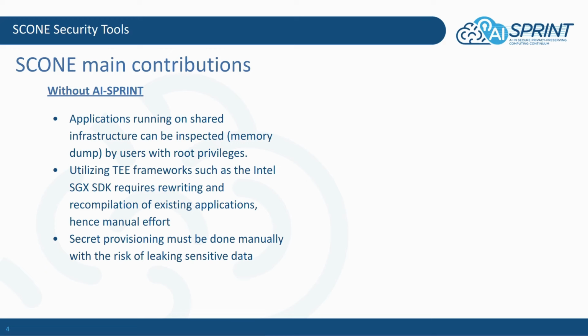Without AI Sprint, we usually have applications that run on shared infrastructure where a malicious user with root privileges could, for instance, inspect the memory, perform a memory dump and then use this highly sensitive data. TEE frameworks that have existed since 2016 are very hard to use. For instance, Intel SGX requires rewriting the application as well as recompilation in order to instrument it, which is hence a lot of manual effort. Furthermore, there is no way to do efficient secret provisioning, so this must be done manually, which poses, of course, the risk of leaking sensitive data.